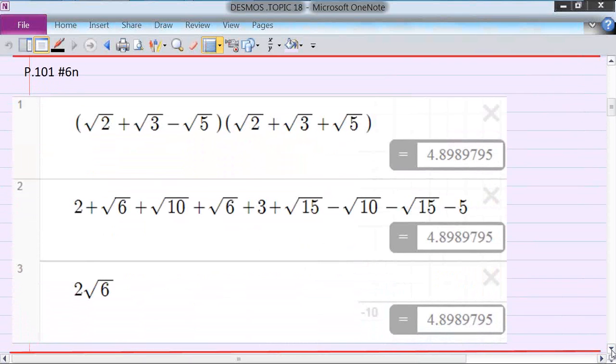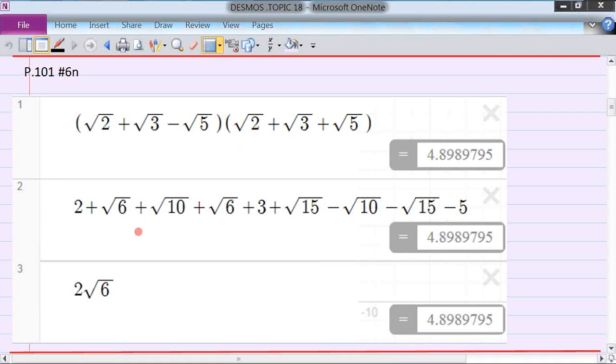Now we'll go to 101.6n, and here we have this term in brackets and this term in brackets. What I'm going to do is take the root 2 first of all and multiply it by every term in the second bracket. Then I'll take plus root 3 and multiply it by every term in the second bracket. Then I'll take minus root 5 and multiply it by every term in the second bracket. So I should have 9 terms at the end.